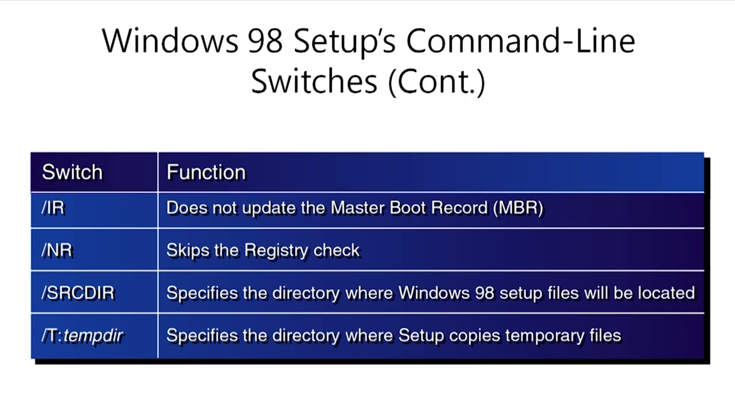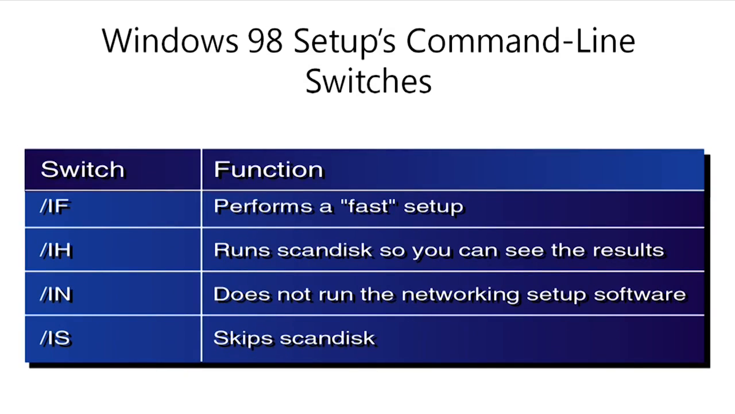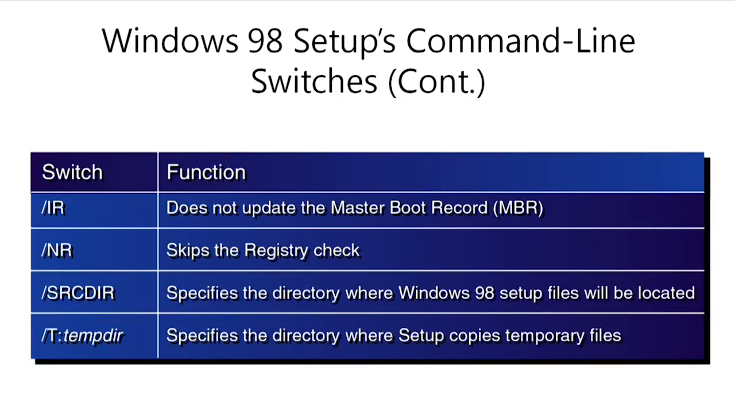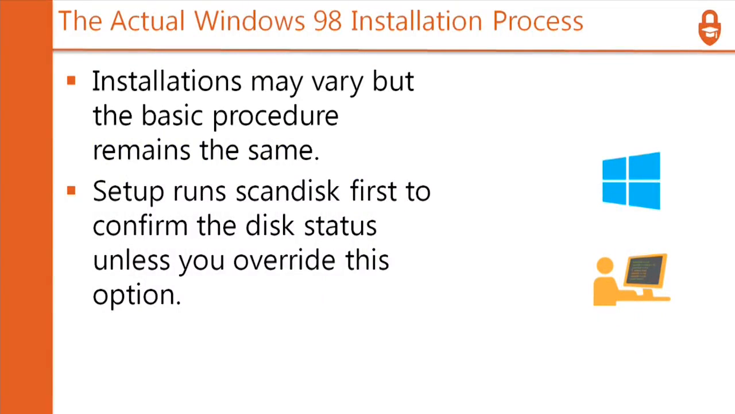So let's see, the source directory specifies the directory where the Windows 98 setup files will be located. And then the /T:temp directory specifies the directory where the setup copies the temporary files that it's going to fetch from the source directory. And you can use one or more of these switches, so you can do /IH, /IN, or /IH space /IN, you know? So they're space delimited. The actual Windows 98 installation process: installations may vary, but the basic procedure remains the same. Setup runs ScanDisk first to confirm the disk status unless you override this option.